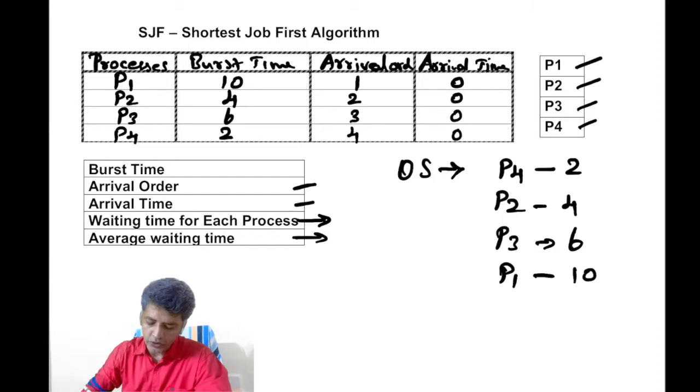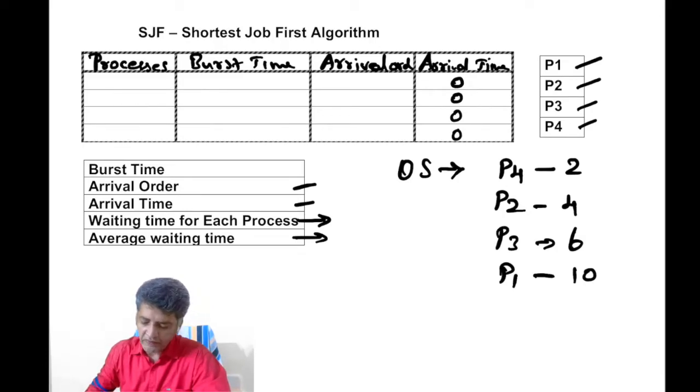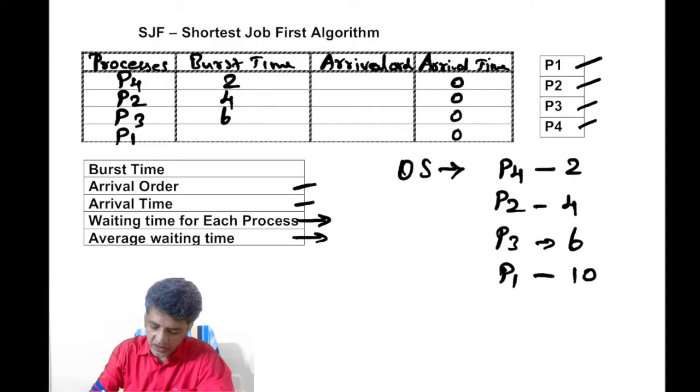Now I am going to change the order in the table, then we'll discuss the execution. I am going to change the order now. I am not going to erase anything in the arrival time, because arrival time is the same for all. Now P4, then after that P2, then P3, and at last P1 will come. So I'm going to fill out the burst time: 2, then 4, then 6, then 10.